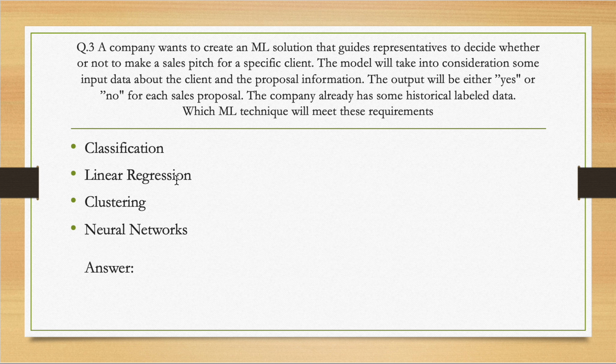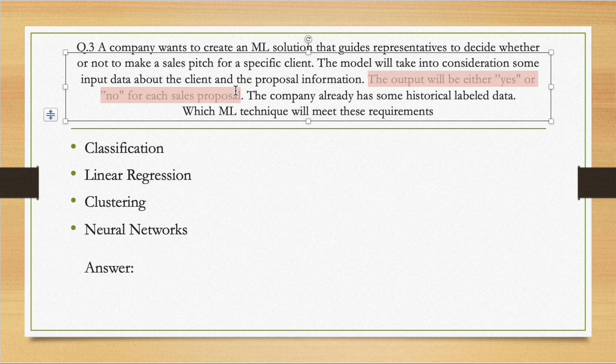Third question is that a company wants to create a ML solution that guides representatives to decide whether or not to make a sales pitch. The model will take into consideration some input data and the output would be either yes or no. So look at the keywords. Basically, it is taking some input data and it is producing two outputs. Either it would be yes or no, depending upon whether the salesperson should go and pitch to the client or not. And this is one more important keyword. The company has some historical labeled data. Now, which ML technique will meet these requirements?